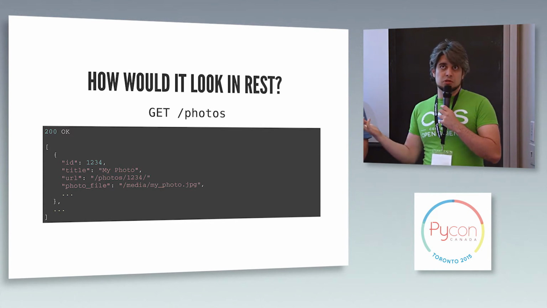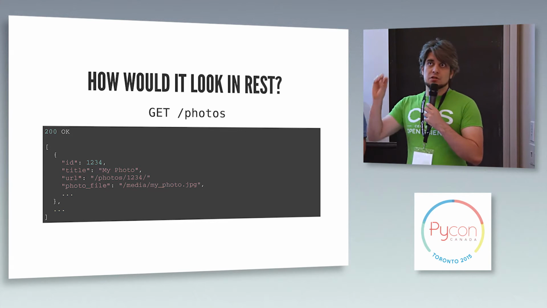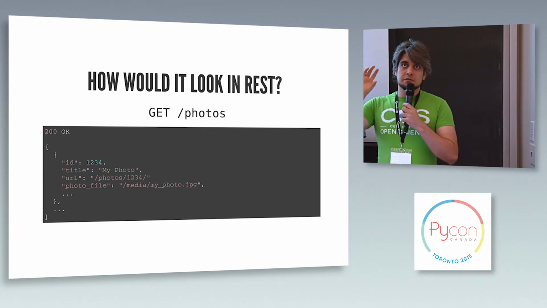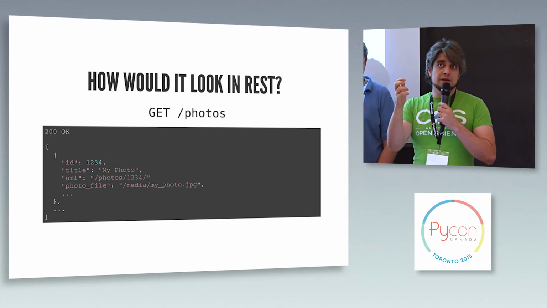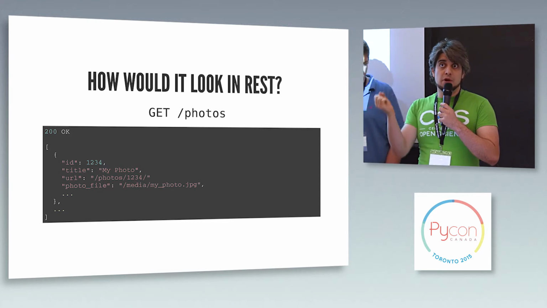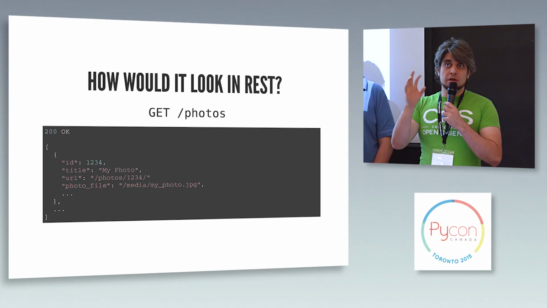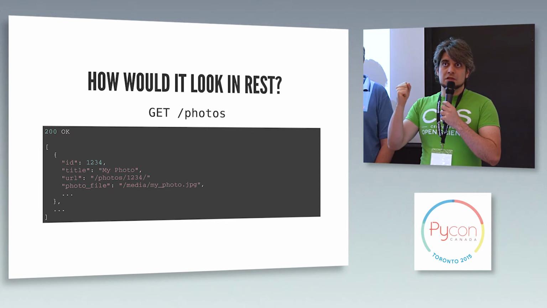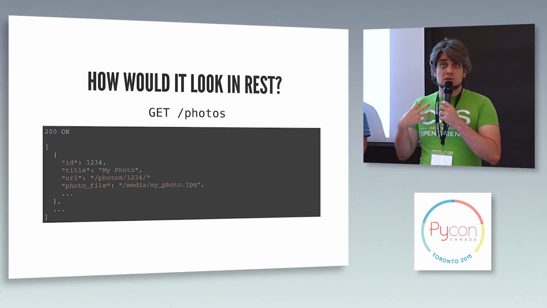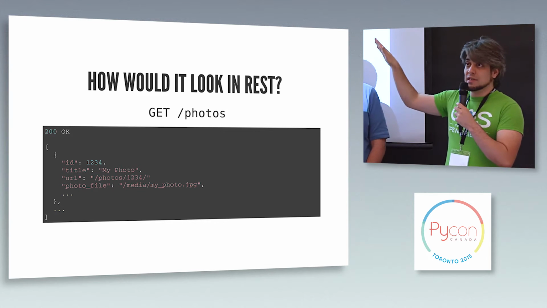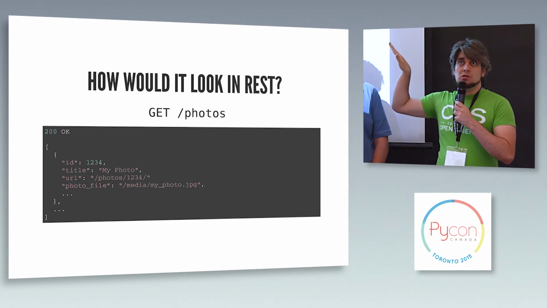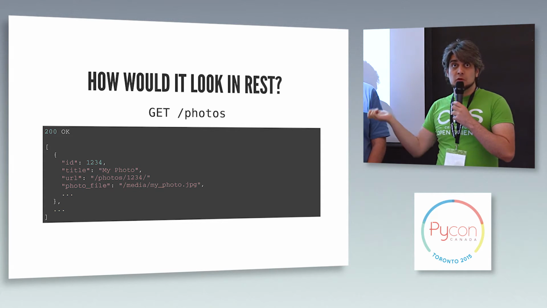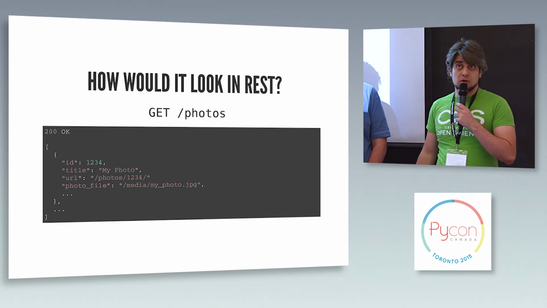In order to do things with these photos, instead of having a bunch of URLs with verbs in them, you have just the representation, and you transfer its state by modifying that representation and putting it back. All the actual modifications are done by the user modifying the JSON and then putting it back. The first thing to notice here is that we have a photos URL, and that photos URL has no verbs anymore. The verb has been moved into the HTTP protocol.